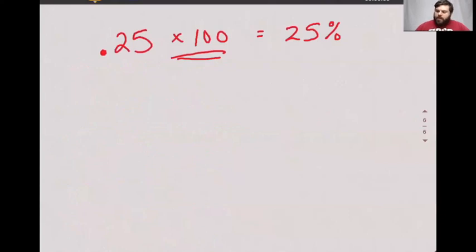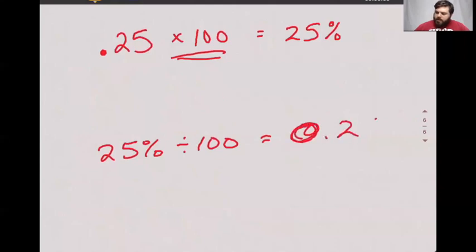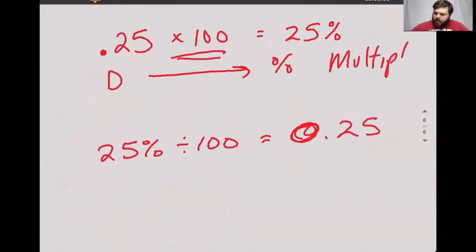Now what if I want to go the other way? What if I want to go from a number like 25% to a decimal? Well, I divide by 100, okay? And that's going to give me 0.25. Okay, so from a decimal to a percent, we multiply, and from a percent to a decimal, we divide.